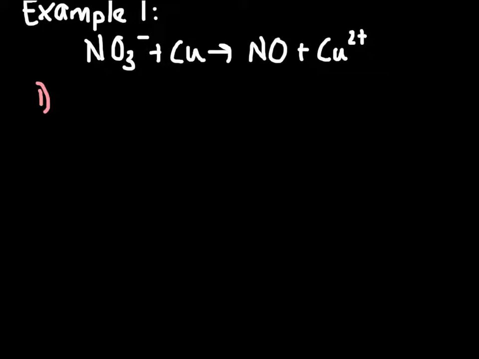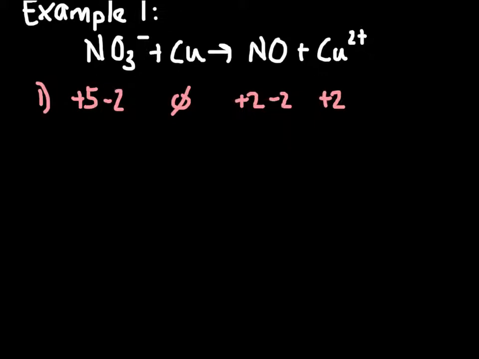Okay, so we know oxygen has a -2. There are 3 of them, so that's a total of -6. We need to make sure -1 stays on NO3, therefore nitrogen has a +5. Copper is a pure element, so it is 0. Here, O has a -2. It's a 1-to-1 ratio, therefore nitrogen has a +2. And this copper, being in its ion form, has a +2.